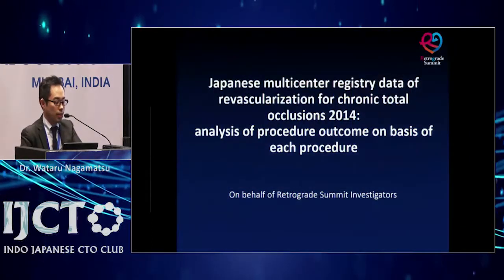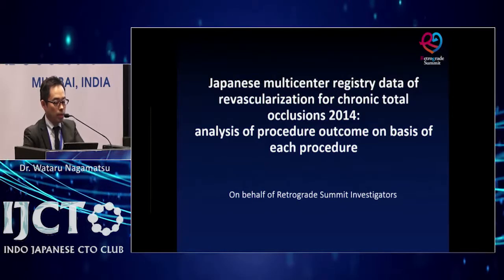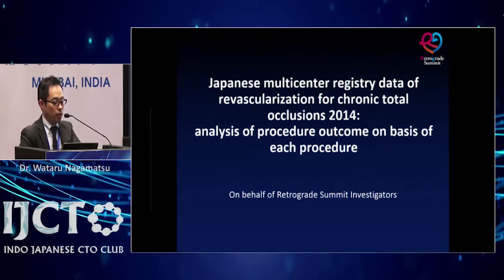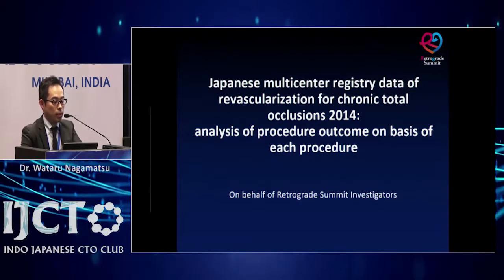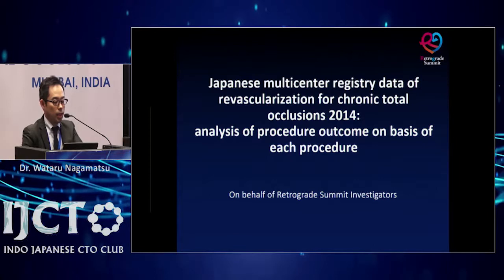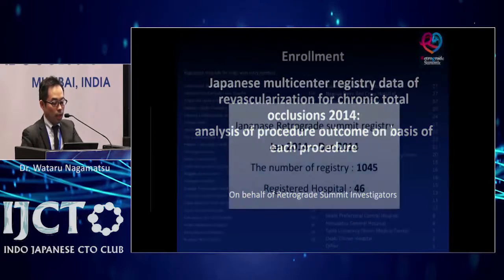And we have another very nice dataset for selecting guidewires: the Japanese multi-center registry data on revascularization for chronic total occlusion. We are still collecting this data, but I checked the data for one year, 2014.